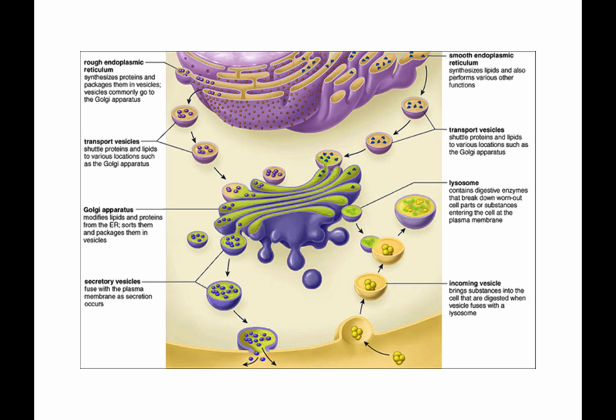Okay. This slide, I know it's a little blurry, but hopefully you can read it. Just to remind you of the players in the endomembrane system and what they do. So we talked about the smooth ER makes lipids. The rough ER makes proteins. And here's this term, it packages them. So whenever you hear the term package, think of these little membrane sacs called vesicles.